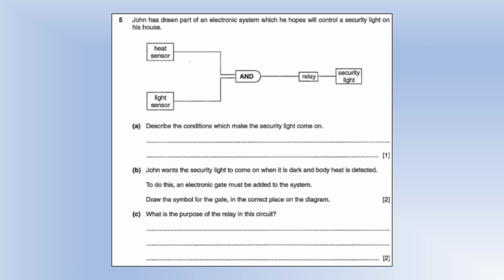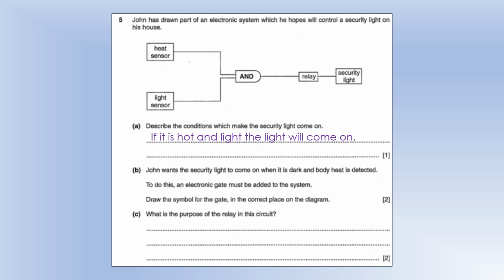So John has drawn a part of an electronic system which he hopes will control a security light on his house. We've got a heat sensor and a light sensor going into an AND gate into a relay, and that relay can activate a security light. Describe the conditions which make the security light come on. Well, if it's hot and light, those inputs are both going to be high. That activates the relay, that activates the security light.